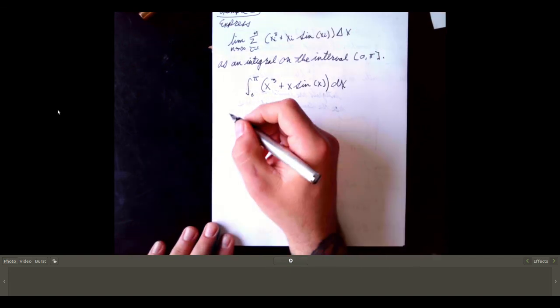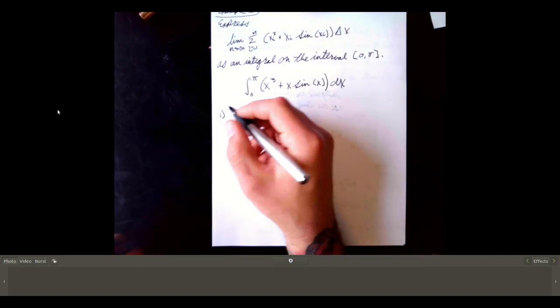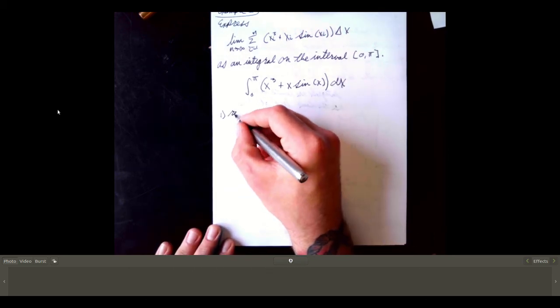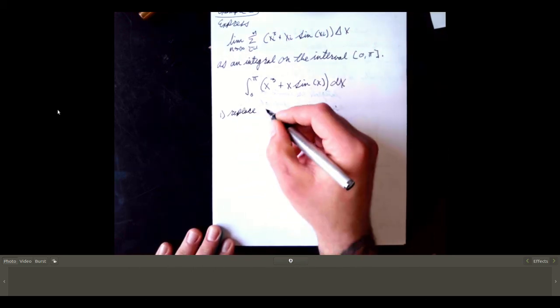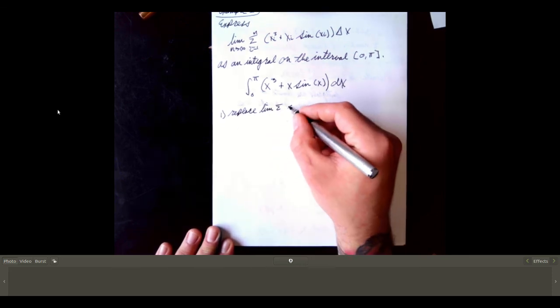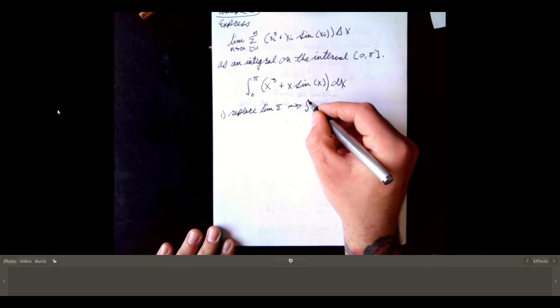In general, what you're going to do is, the three things you're going to have to do, you're going to replace that limit of a sum with an integral.